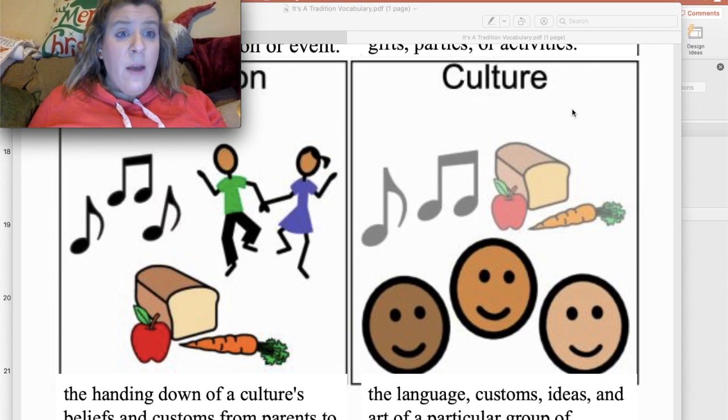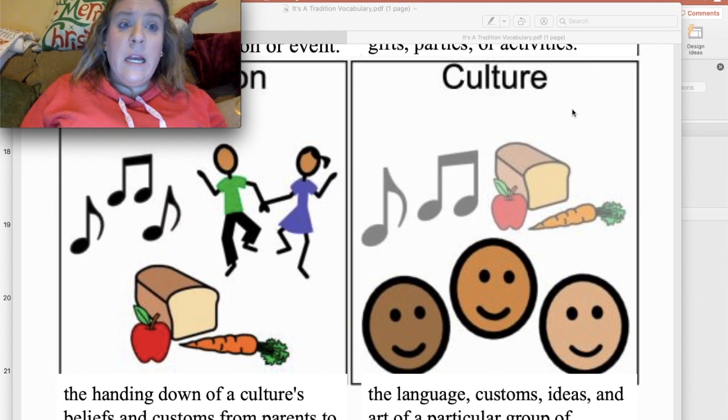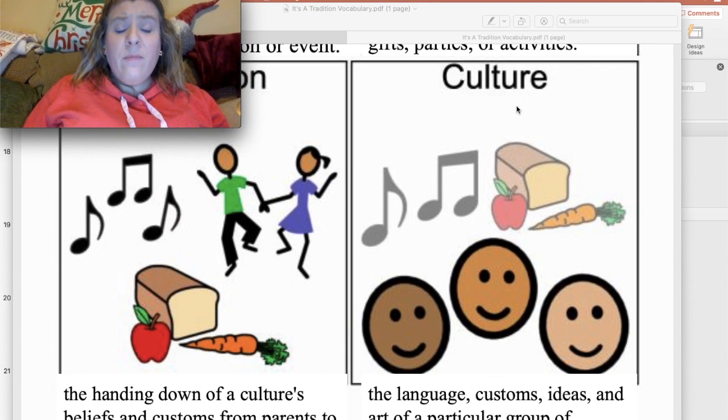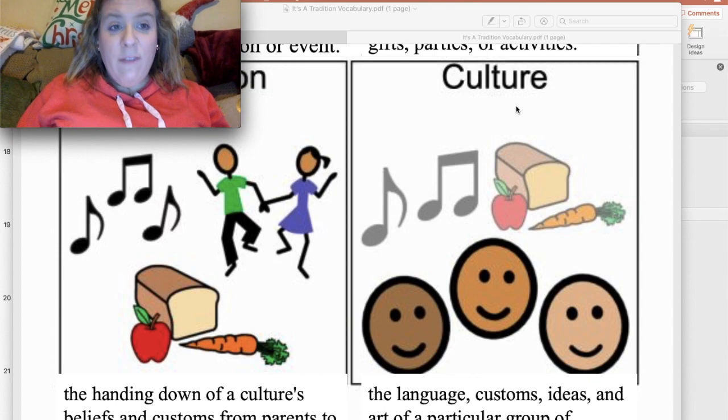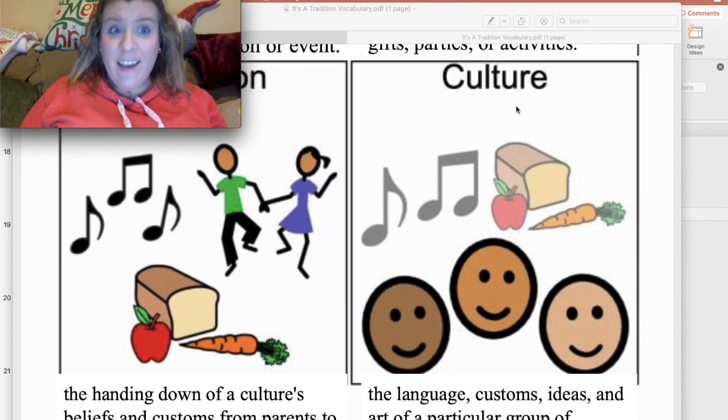They may have different languages. They might have different ideas. And sometimes our traditions are based on our family's culture. For example, my family, believe it or not, with my name, is part Italian.